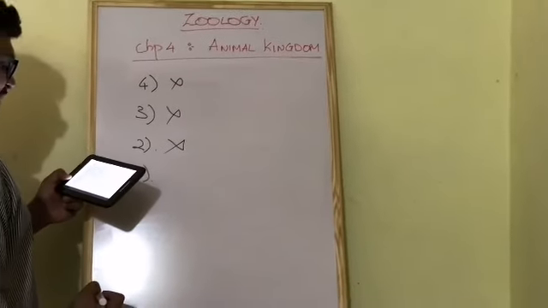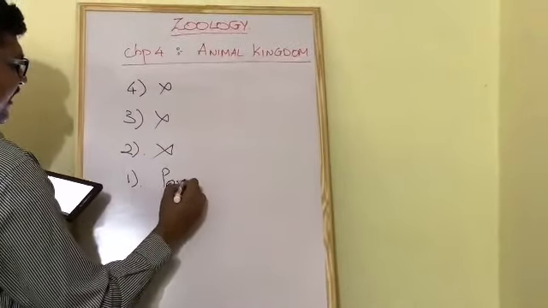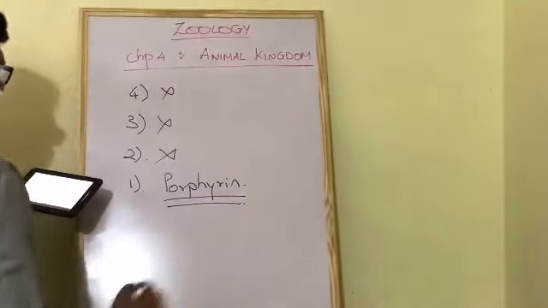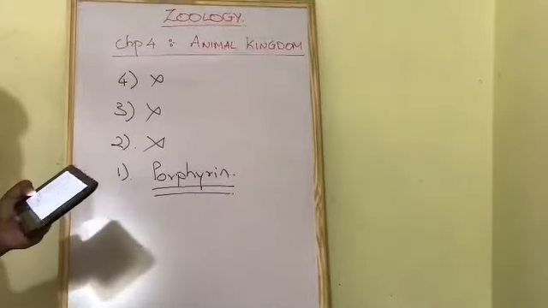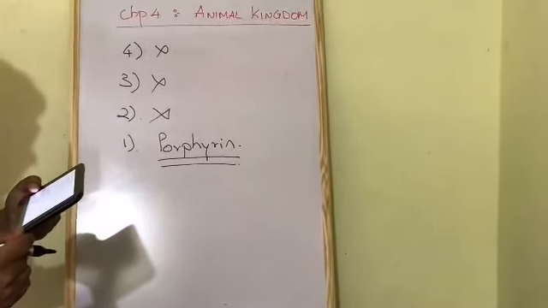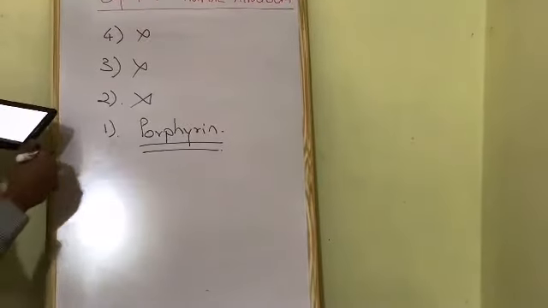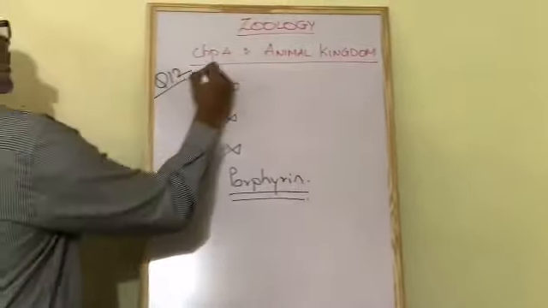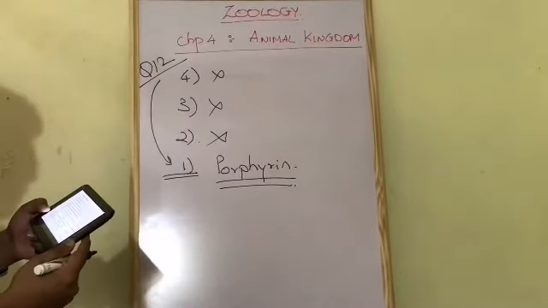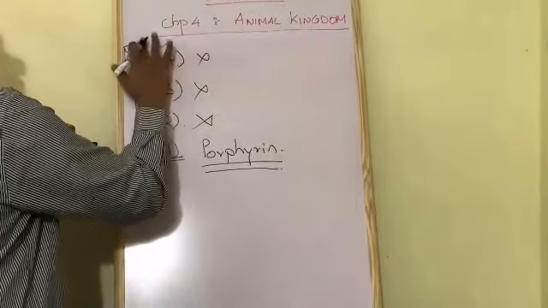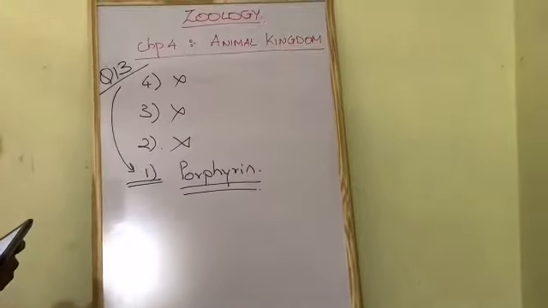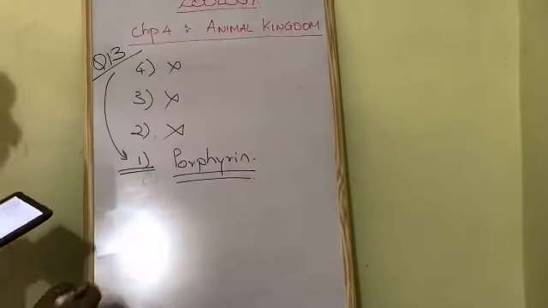Then comes option number 1. Option number 1 says porphyrin. Now porphyrin is also a pigment present in the earthworm's body. And this pigment is going to provide the reddish brown color to the body of the earthworm. Hence, question number 12, correct answer is option number 1. I'm sorry, it is question number 13. The correct answer is option number 1. Next we come to the 14th question.